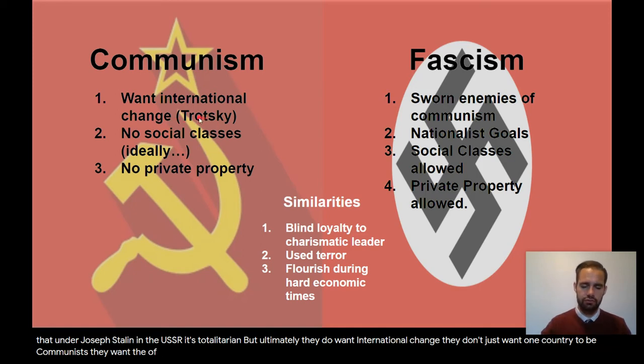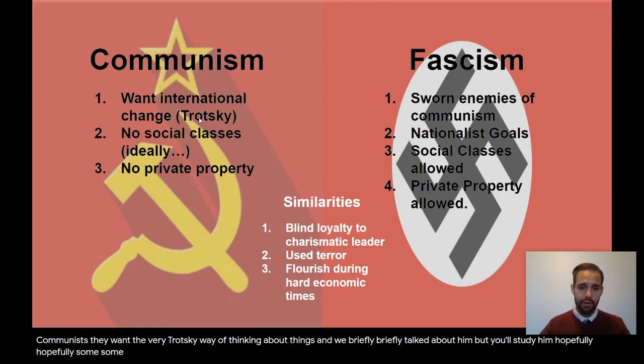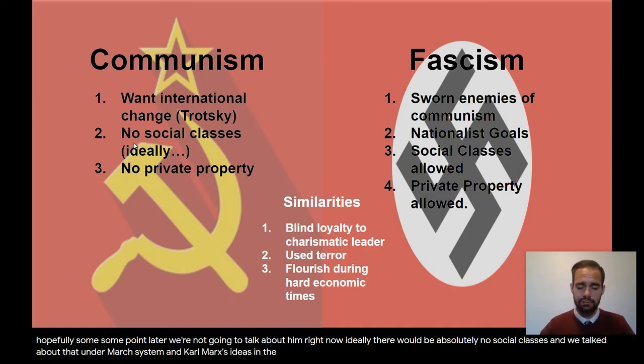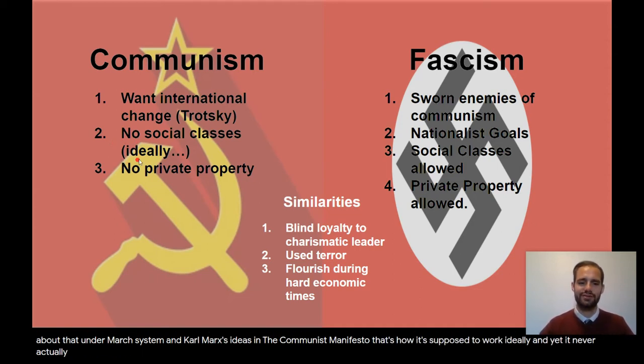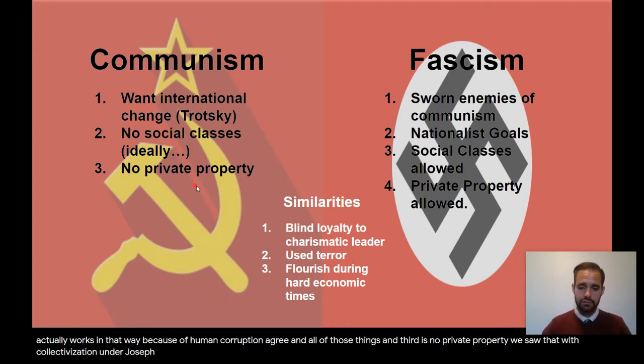That was a very Trotsky way of thinking about things. And we briefly talked about him, but you'll study him, hopefully, at some point later. We're not going to talk about him right now. Ideally, there would be absolutely no social classes. And we talked about that under Marxism and Karl Marx's ideas in the Communist Manifesto. That's how it's supposed to work ideally. And yet it never actually works in that way because of human corruption and greed and all of those things. And third is no private property. We saw that with collectivization under Joseph Stalin's Soviet Union.